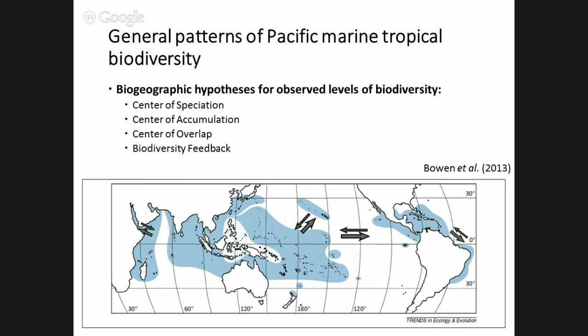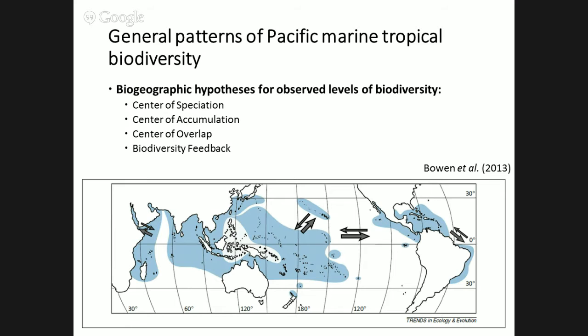The second one I've listed there is the center of accumulation. And that's more or less the opposite pattern, whereby the assumption is that speciation is actually occurring in the peripheral areas at a much higher rate. And these species are being exported and accumulating in the Coral Triangle, for example. The third I have listed there is the center of overlap. And the idea there is that there may actually be several different areas of high biodiversity that are adjacent and in fact slightly overlapping with each other. In that area of overlap, you have all the species or a subset of species from both being added together, resulting in a very high level of biodiversity.